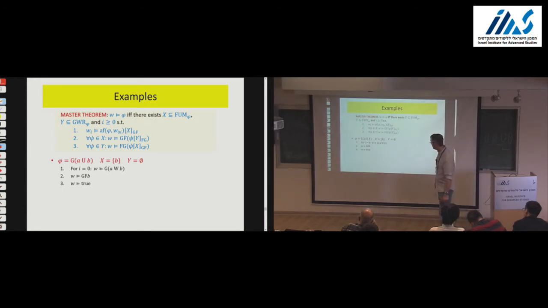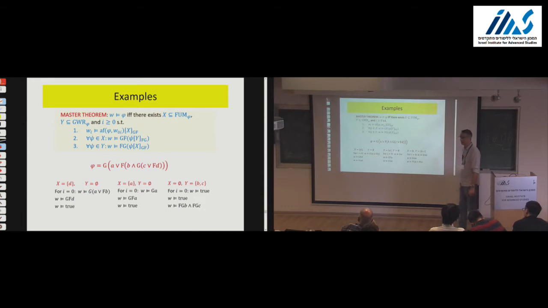Let me show you another example. We have gone through that. Let's take now a tricky formula, right? It's G, A or F, B, and G, C or F, D. And I've chosen this one because now we can see different possibilities. What happens if we take x equals D and y equals the empty set? This means we are assuming that this is going to hold infinitely often, and that's why we have to check this, right?